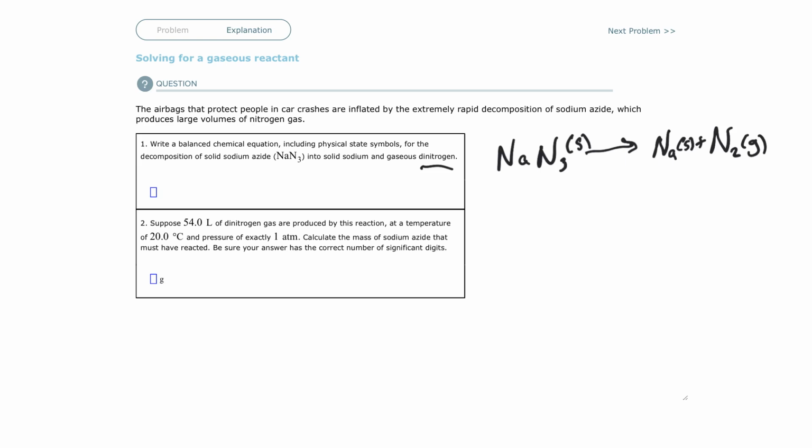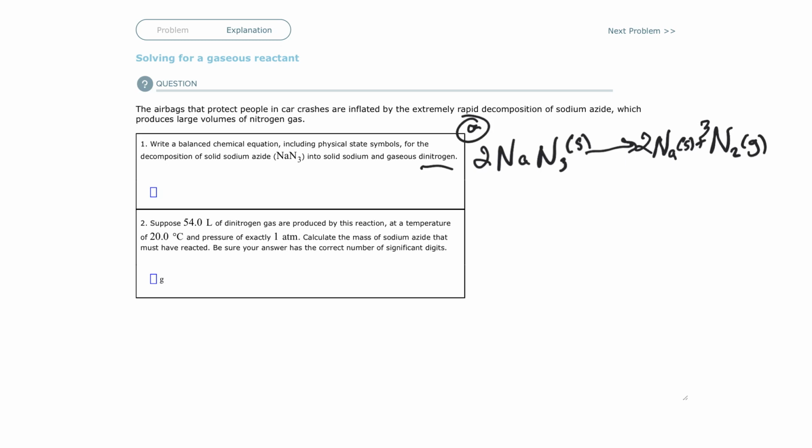Sodium and sodium is fine. 3 and 2, so I need to make them both even. I'm going to make this one 2, so that's now 2 times 3 is 6, and that'll make this 3 times 2 is 6. Then 2 Na makes this 2 Na. So it's 2 NaN3 solid yields 2 Na solid plus 3 N2 gas. That's the answer for the first one, so I guess that's A, and then you'll use it in a minute.